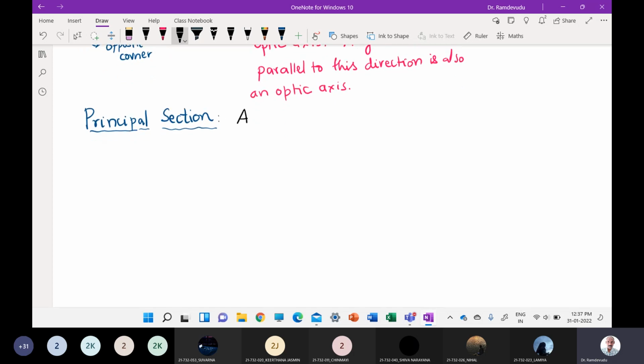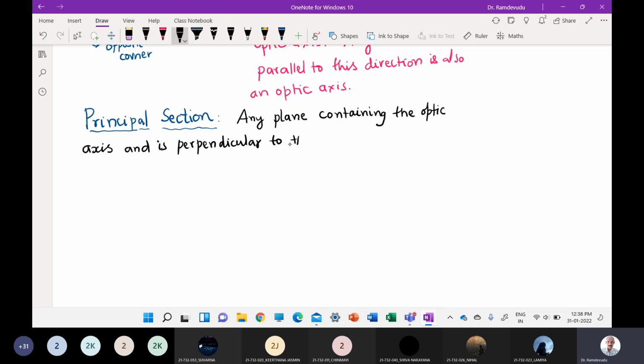Any plane containing the optic axis. The optic axis is the line that was passing through the blunt corners, any one of the blunt corners. So any plane containing the optic axis, and is perpendicular to the two opposite faces, is called principal section.